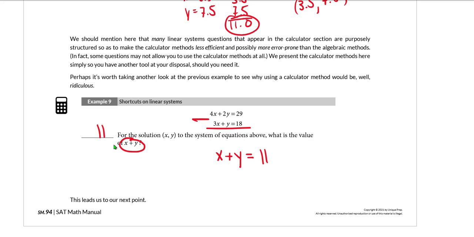Now, that's not to say the calculator techniques aren't valuable. It's not to say you shouldn't be aware of, know how to use the calculator techniques. You should. It is, though, the case that on some linear system questions, there will be these little shortcuts where if you're paying close attention to what College Board is actually asking you, you may be able to see that you just need to subtract the two equations or add the two equations.